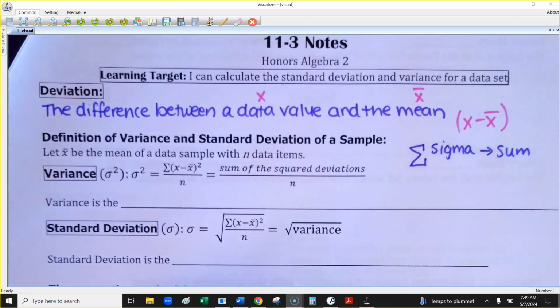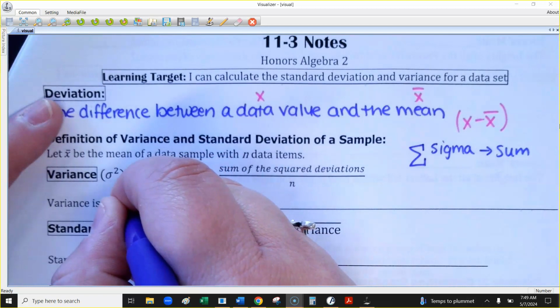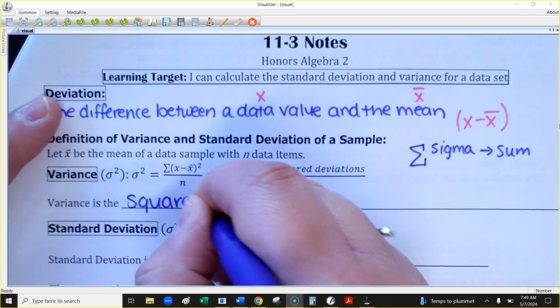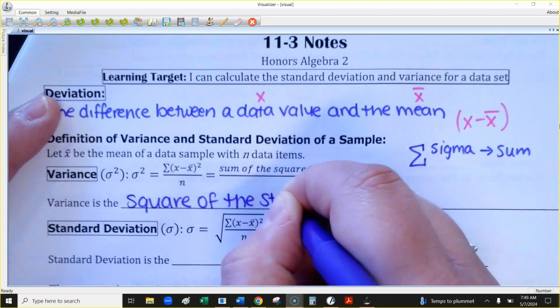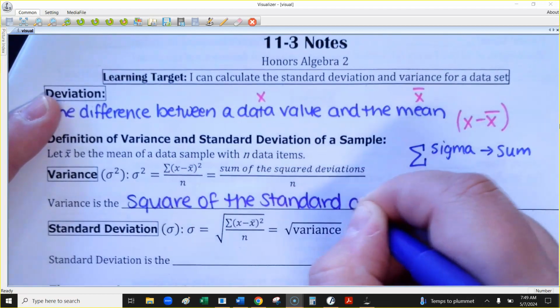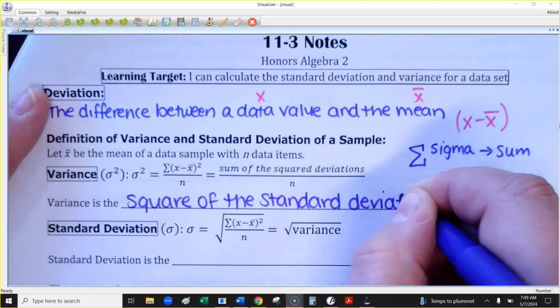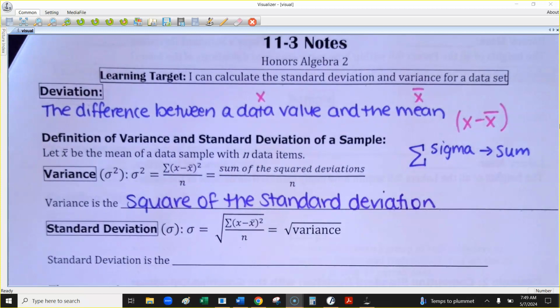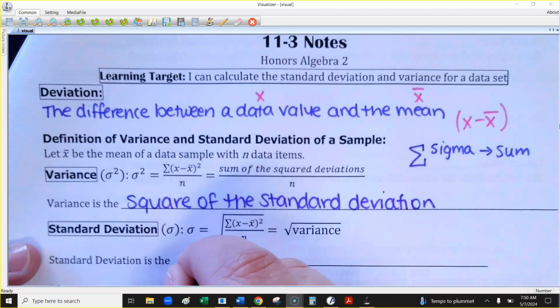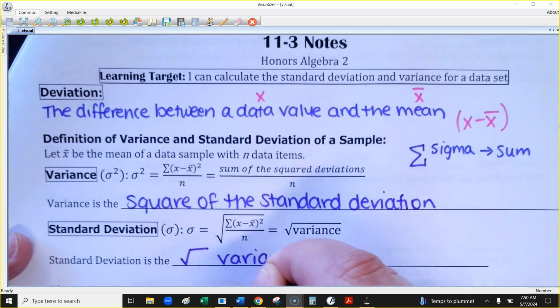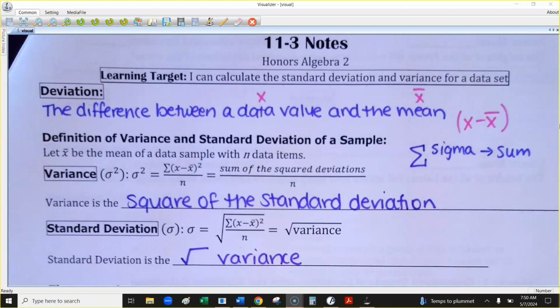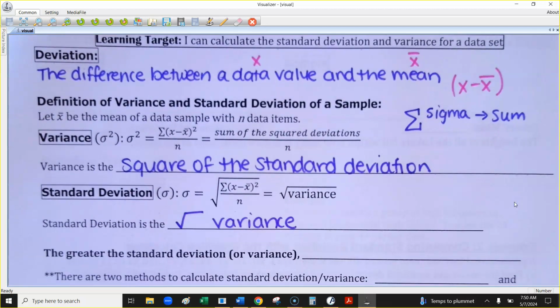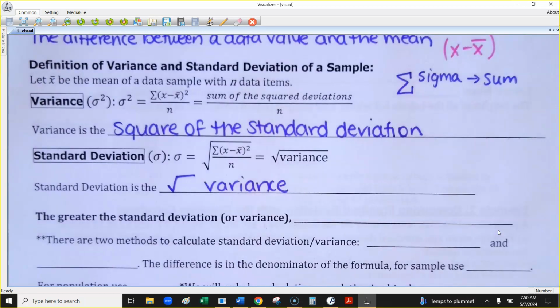Now, the variance is the square of the standard deviation. So we calculate the variance first, then you take the square root of that. That gives you the standard deviation. So it says the standard deviation is the square root of the variance. All right, now, most of the time in a data set, they're not going to talk to you about the variance. They're going to talk to you about the standard deviation, but you have to get the variance to find the standard deviation. So that's why I'm going to tell you about that today.